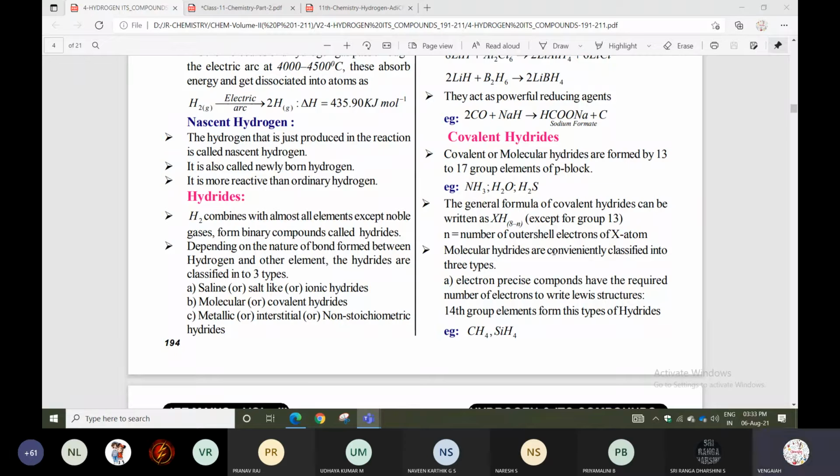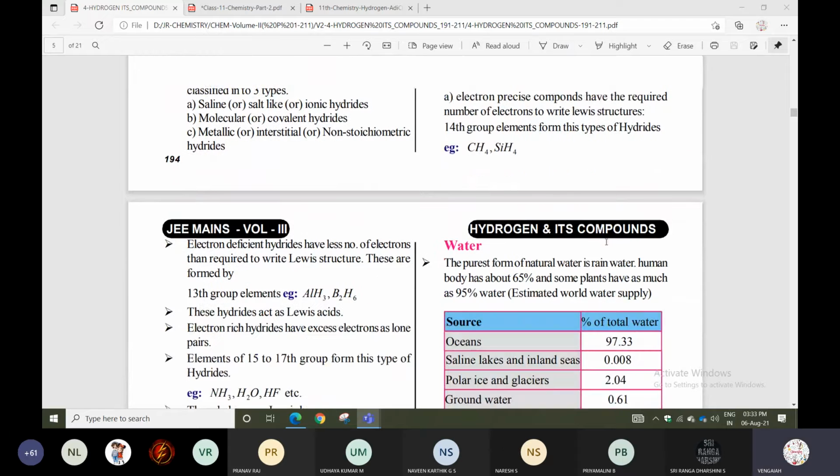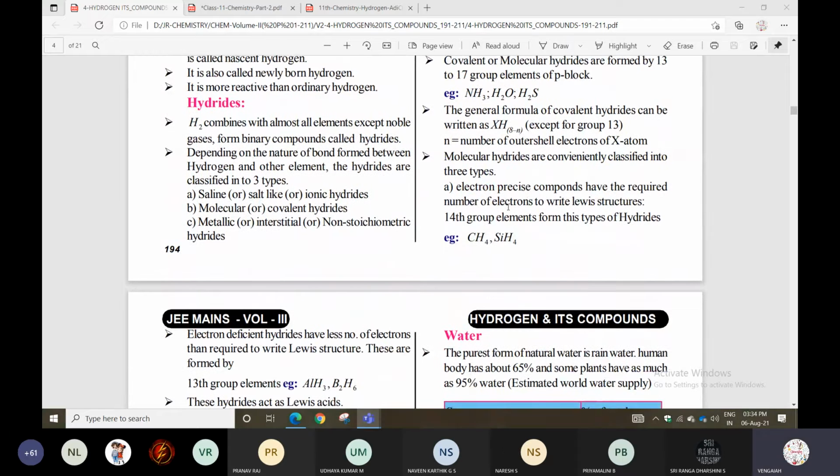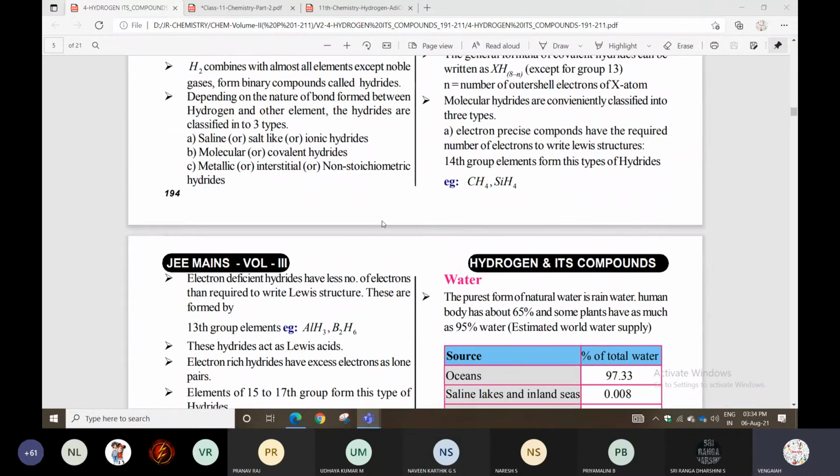Listen here how they classified. Electron precise compounds, electron deficient compounds, and electron rich hydrides. So electron deficient hydrides, electron rich hydrides, electron precise. Electron precise is nothing but compounds that have the required number of electrons to write a Lewis structure. Main 14th group elements form this type of hydrides.